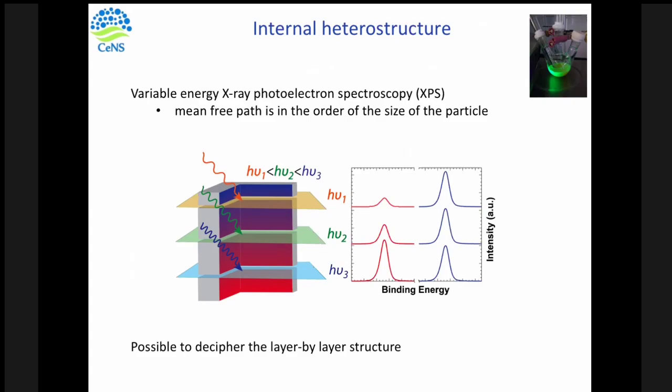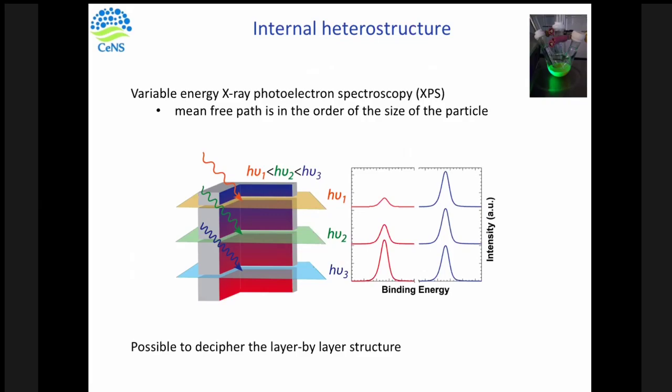But keep in mind that the thickness of the layer we are going to probe should be within the mean free path of the photoelectron. If it is too thick, we will not be able to see it. We would be seeing only the surface, and not what is going on underneath. ALD grown thin films are generally under 10 nanometers, or can be more, but typically they are very thin, and those are ideal for probing any heterostructure with variable energy XPS.